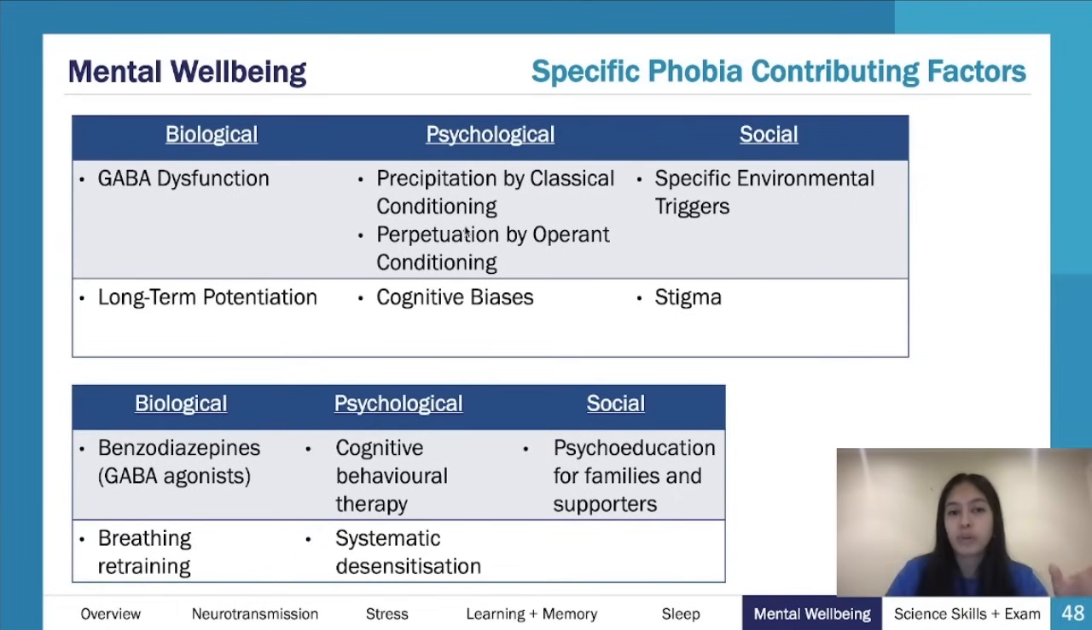In terms of your behavioral models, precipitation means that initial triggering. Perpetuation is maintaining something. So classical conditioning can basically initiate and start a phobia. Again, think about the association of two stimuli, or fear in this kind of context, with a certain phobic stimulus. And then perpetuation, super important to refer to negative reinforcement. It's asked a lot. Negative reinforcement is what we're talking about in perpetuating something via operant conditioning, because you are negatively reinforcing avoidance behaviors.